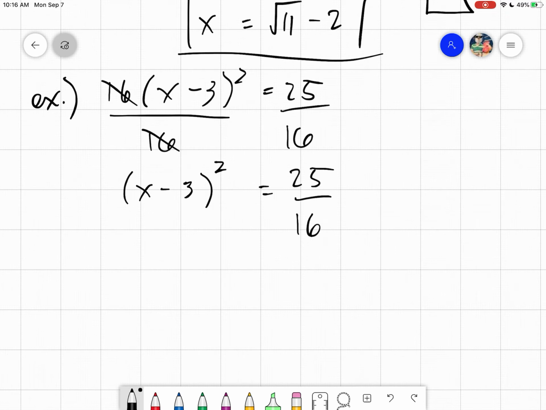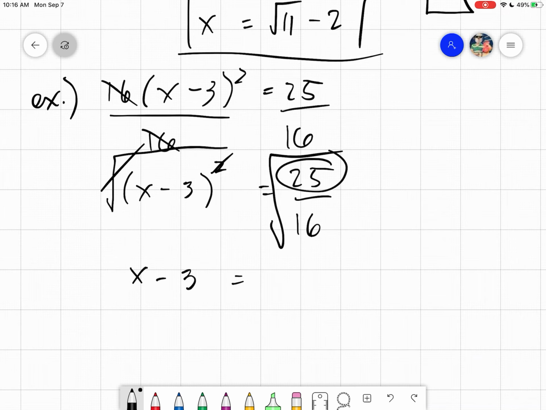Hindi mo kayang i-divide though, then please don't force yourself. Then again, may square root na naman. We get the square root. Cancel and cancel. The answer is, on this case, square root ng 25 is 5. And on this case, square root ng 16 is 4. And then we transfer 3 because again, ang aim natin, dapat mag-isa si x. So that is x is equals to 5 over 4 minus 3.